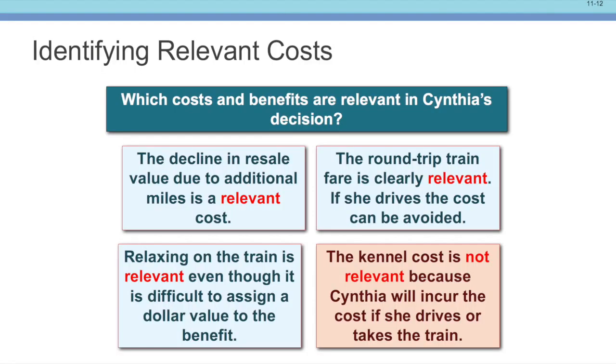Going beyond that, the decline in resale value due to additional miles is relevant. The round train trip fare is relevant for sure. Relaxing on the train is relevant, but how do you put a number on that? So it's a factor. I would always keep it in mind, but I don't know if I would put an actual number on it. Kennel cost is not relevant because it doesn't matter if she takes the train or drives.